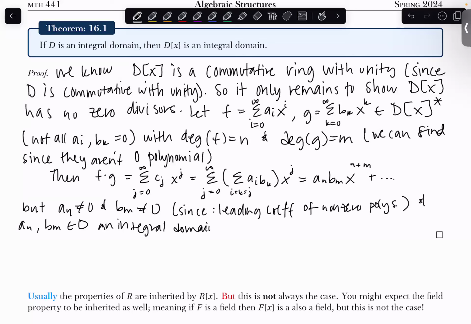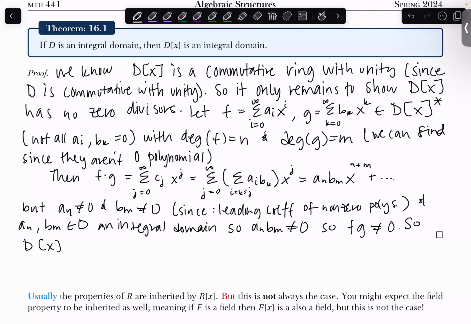So what does that tell me about their product? If I have two non-zero elements, the product can't be 0, or else it gives me back a 0 divisor, but my integral domain has no 0 divisors. Okay, so what this is telling me is that f times g doesn't equal 0, which is really all I wanted to show. I could find one coefficient that doesn't equal 0 here, so I don't have the 0 polynomial.